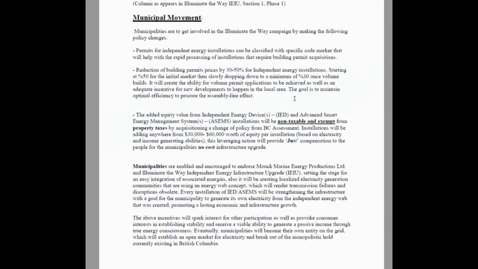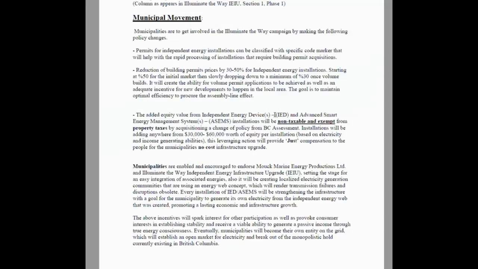Naturally, in BC, for example, you go through the provincial BC Safety Association to get an electrical installation permit. But sometimes installations need structural remodeling and things like that, for which you'd have to get a building permit. In Souk anyway, but it could be different at other places. So that just does that. Now, the reduction of building permit prices by 30 to 50% for independent energy installations. That's even off of new developments.